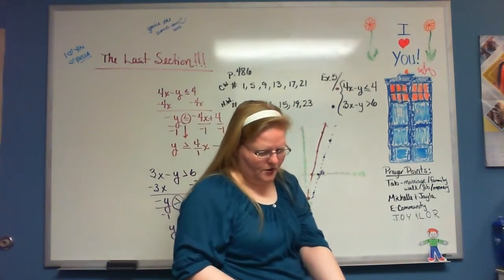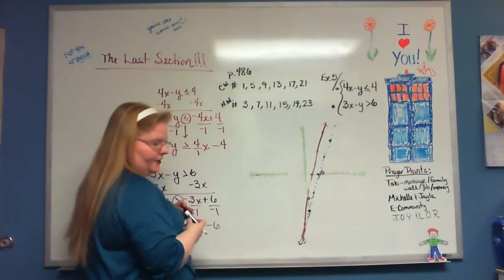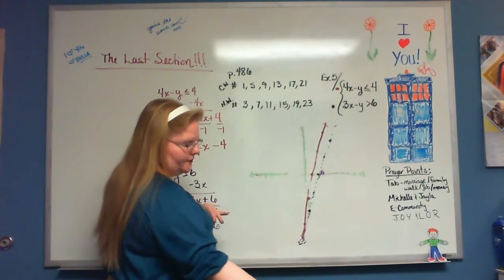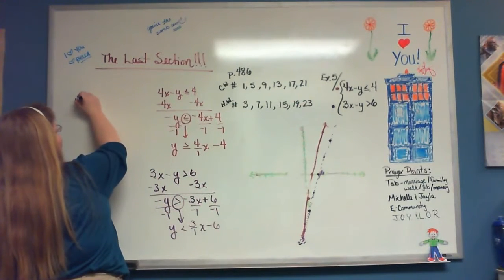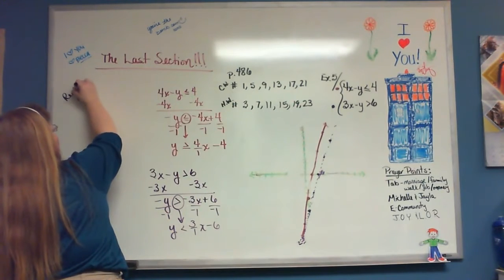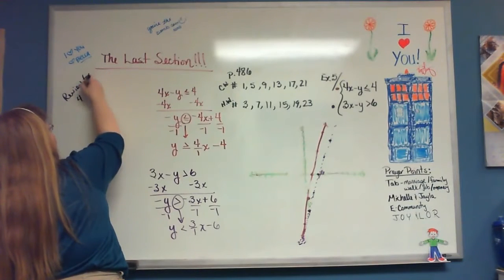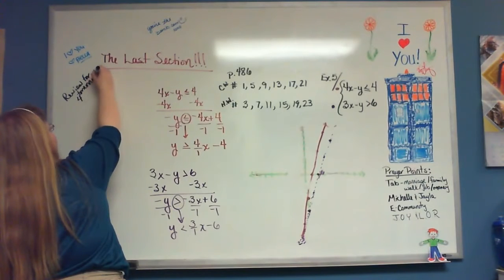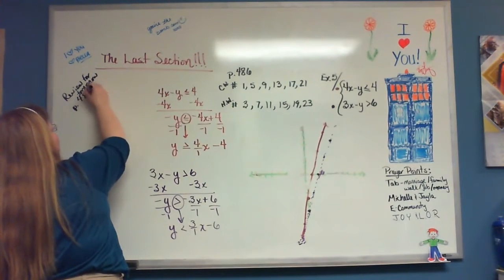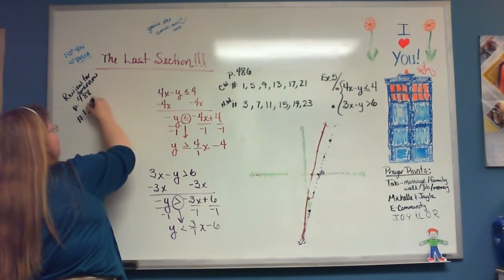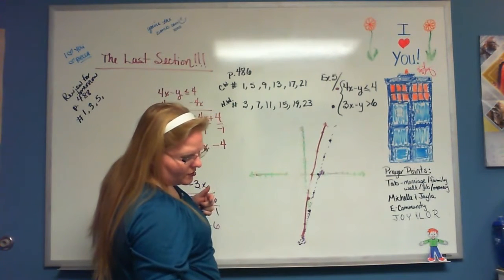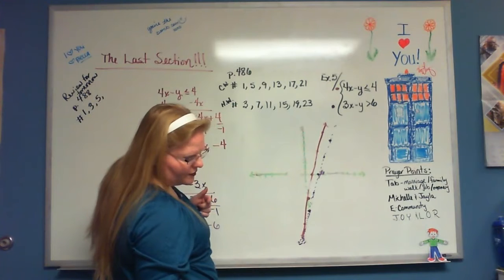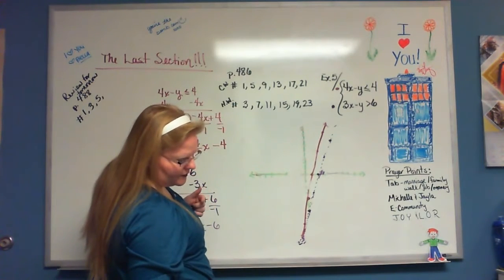Now, I might have told your mom slightly different numbers than what I'm getting ready to write down for the review. And if I did, go with whatever I told her, because that was right when I made out the test. Page 488. 1, 3, 5, 9, 11, 19.